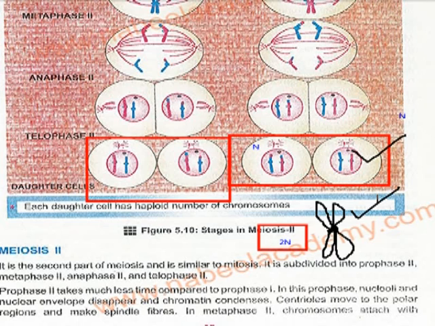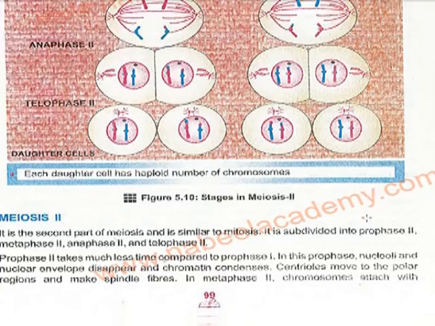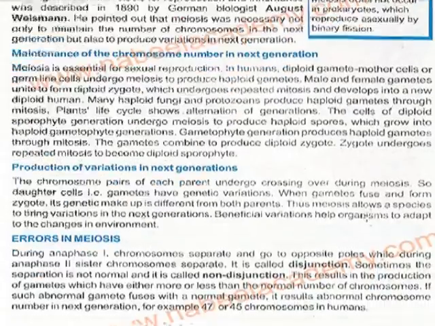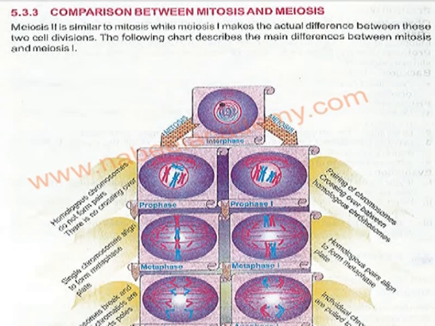Understand? When the gametes fuse. When do they fuse? When the ova and the sperm fuse with each other, and this is the process of fertilization. Understand? These are the errors in meiosis. They're not a part of your syllabus.